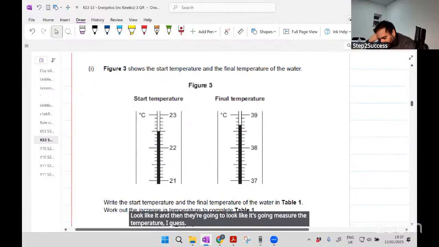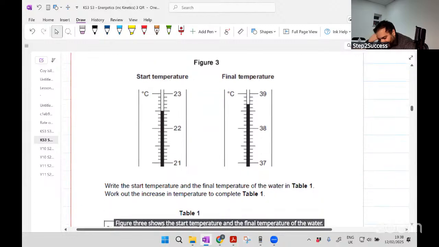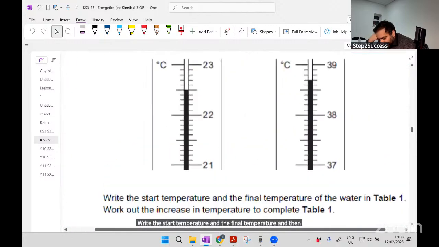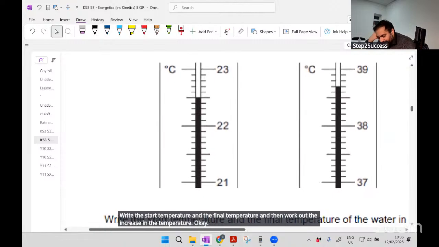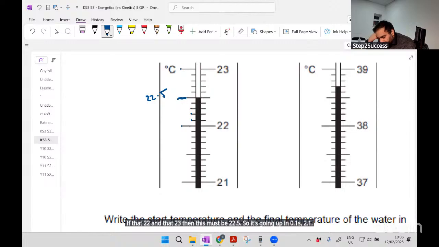Figure three shows the start temperature and the final temperature of the water. Write the start temperature and the final temperature, and then work out the increase in the temperature. Okay, just be very careful with your scales here. If that's 22 and that's 23, then this must be 22.5. So it's going up in 0.1s: 22.1, 2, 3, 4. That's 22.5 by my reckoning.